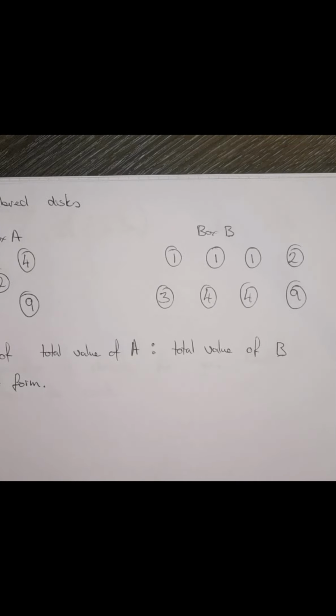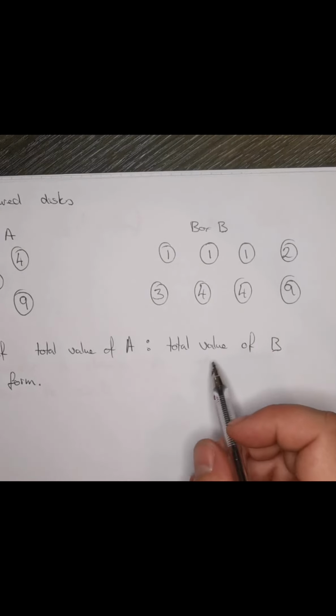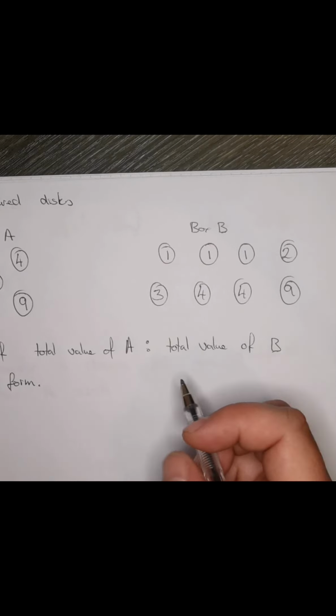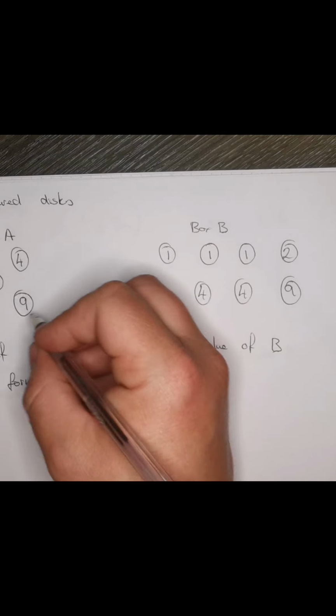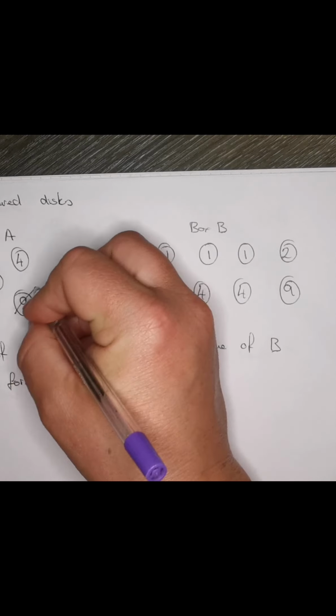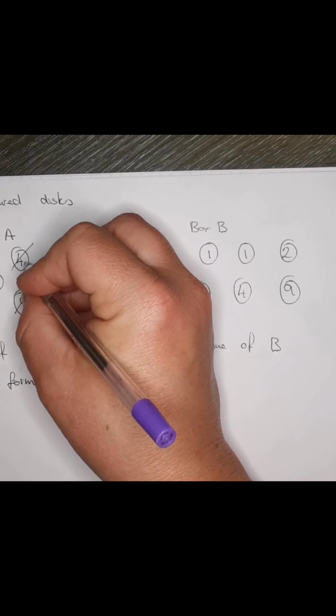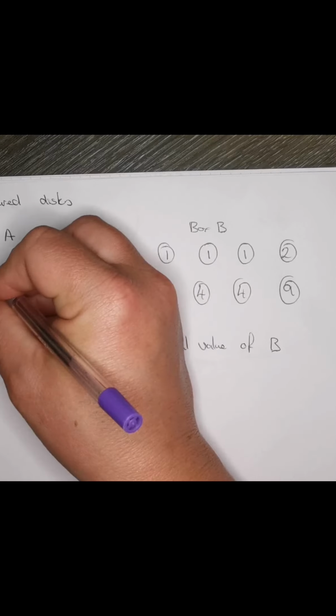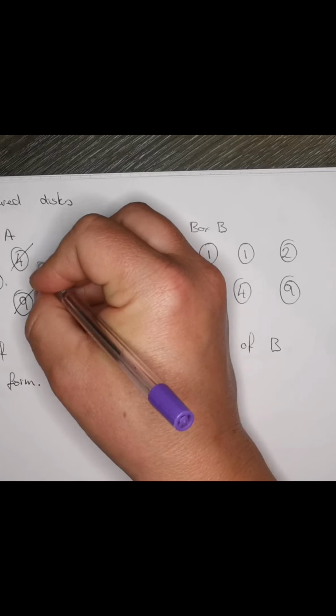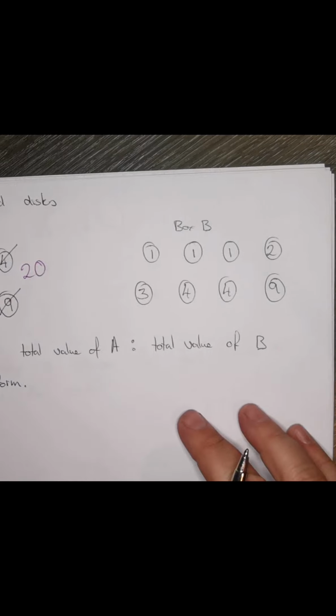The next one, you had some numbered discs. What is the ratio of the total value of A to the total value of B in the simplest form? So first off, I'm just going to get the total. So 9 add 4 is 13. 14, 15, 16, 17, 18, 19, 20. So I've got a total of 20 here.